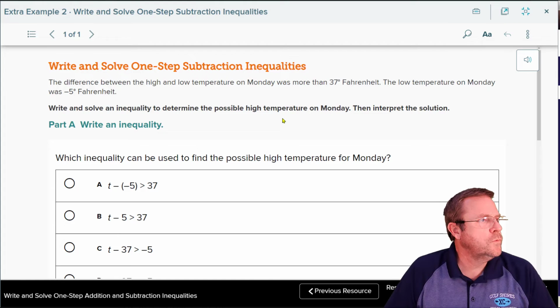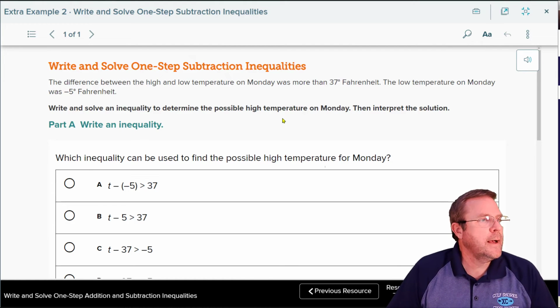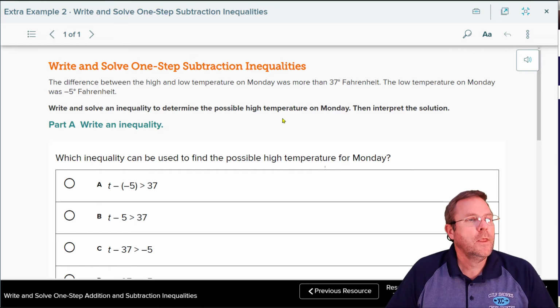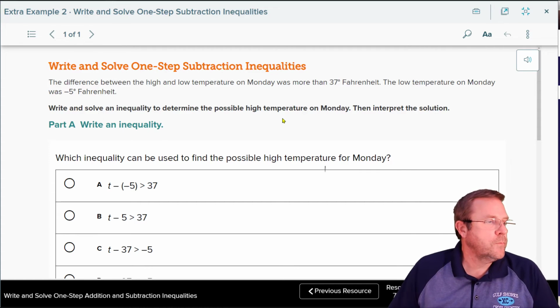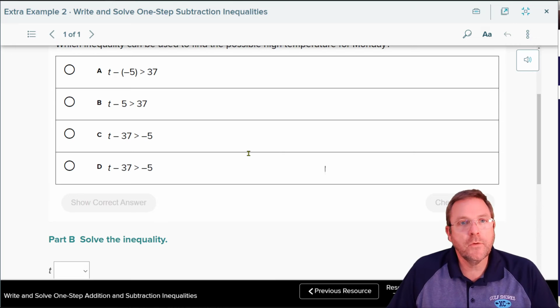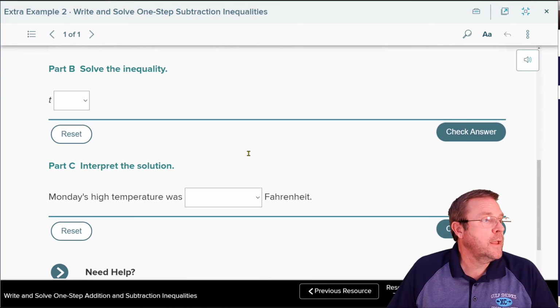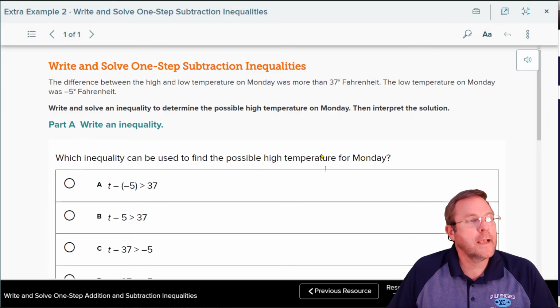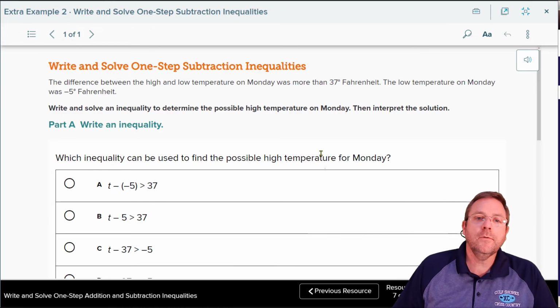Extra example 2 says that the difference between the high and low temperature on Monday was more than 37 degrees Fahrenheit. The low temperature on Monday was -5 degrees Fahrenheit. Write and solve an inequality to determine the high temperature on Monday. Then interpret the solution. You've got to come up with which one of these is the correct inequality. After you do that, you're going to have to pick the solution of the inequality, and then answer what the high temperature actually was. So go ahead and pause the video and work on this, please.